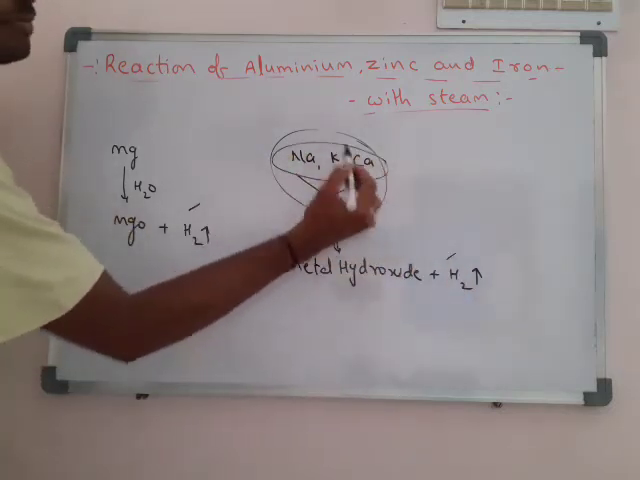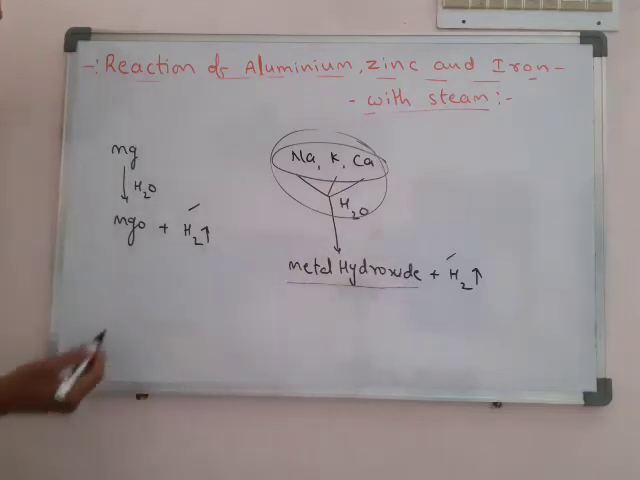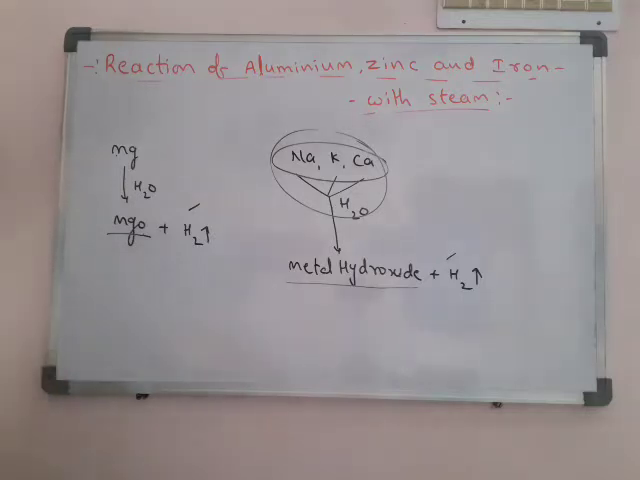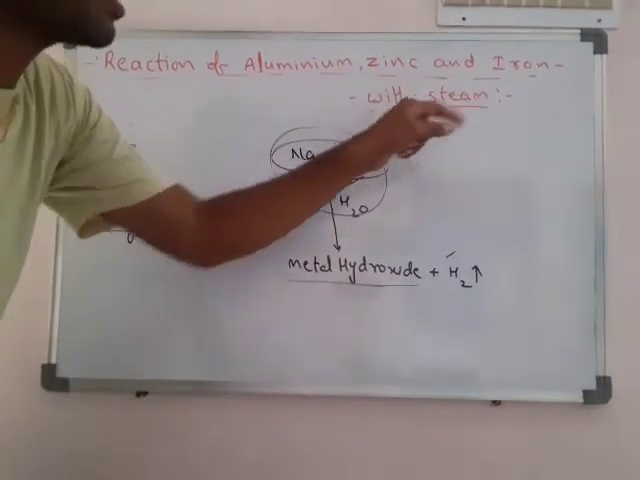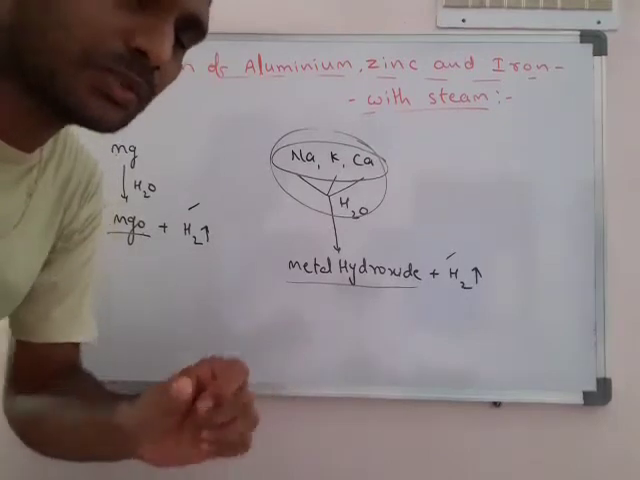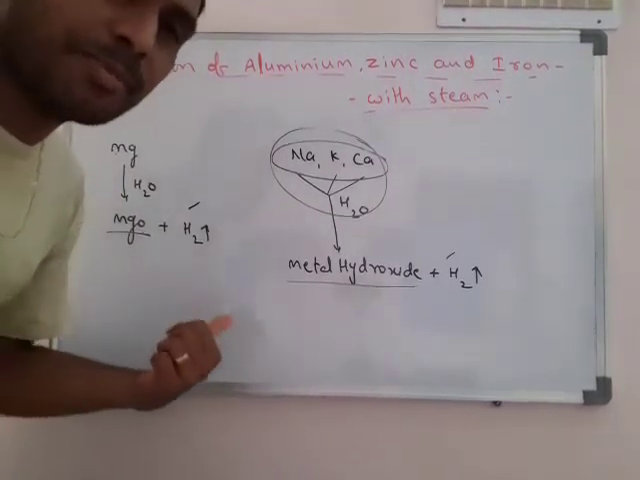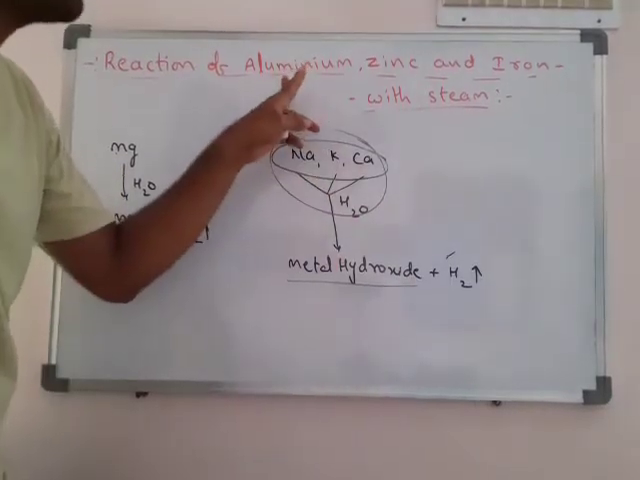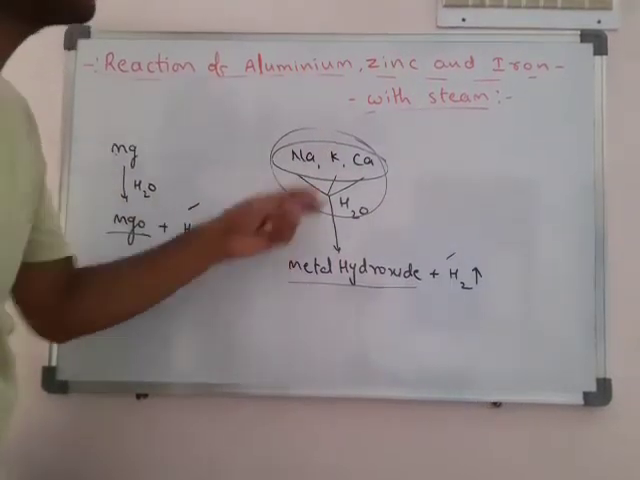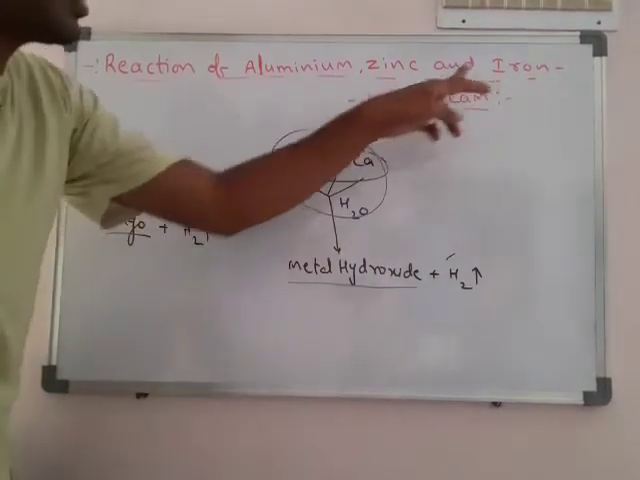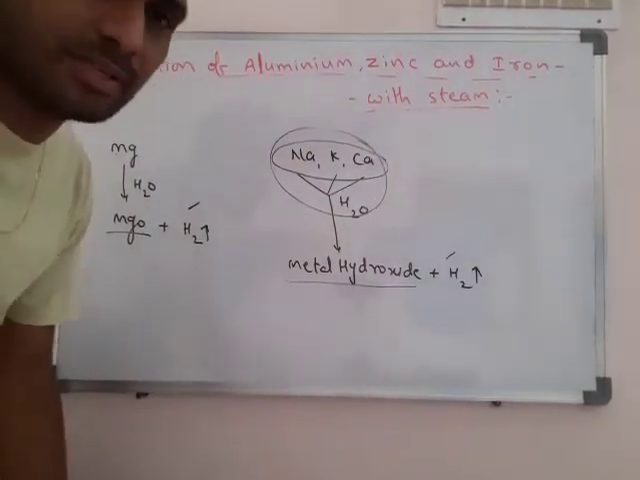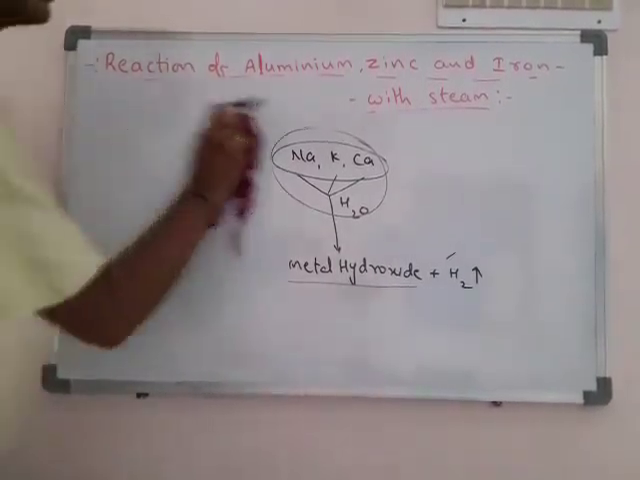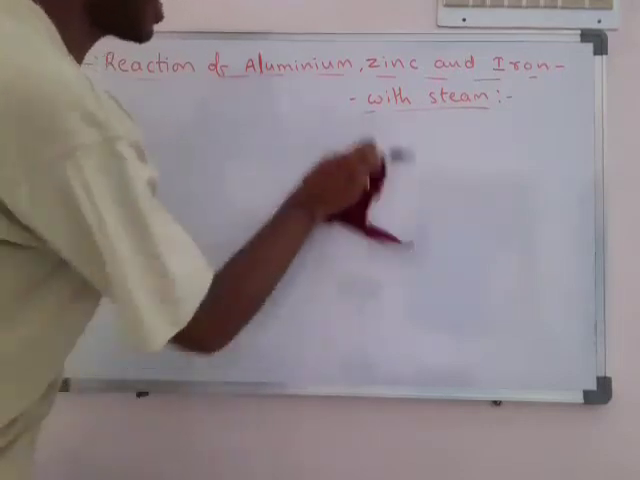With highly reactive metals, metal hydroxide was formed. Here, metal oxide is formed. Magnesium metal forms a metal oxide. The reactions of aluminium, zinc and iron are also similar to magnesium, so we can guess that aluminium oxide will form, zinc oxide will form, and iron will also form its oxide. So first we see the reactions of these three metals, the direct reactions.